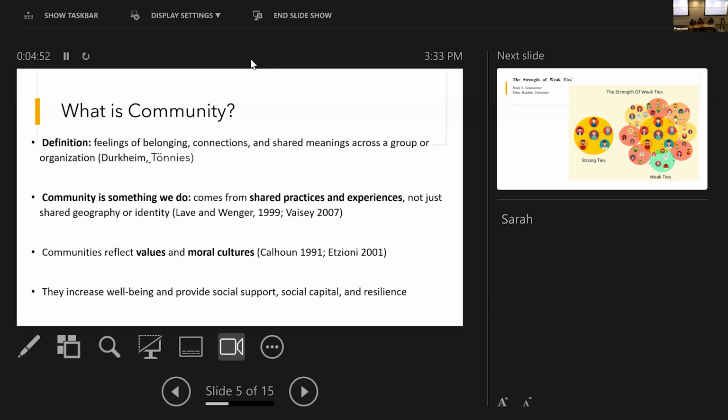The communities reflect the values and moral cultures of an organization or of a group of people. And I would add to that and say that they don't just reflect them, but you can actually build these moral values and cultures through the communities that you choose to cultivate. And then finally, just this last point, about the benefits of community, right? And I'm sure a lot of you are familiar with these. That might be part of the reason why you're here today, right? But that communities really increase well-being and provide social support, social capital, as well as resilience for both faculty, staff, you can think about students too, but really anyone who might be a part of those communities.